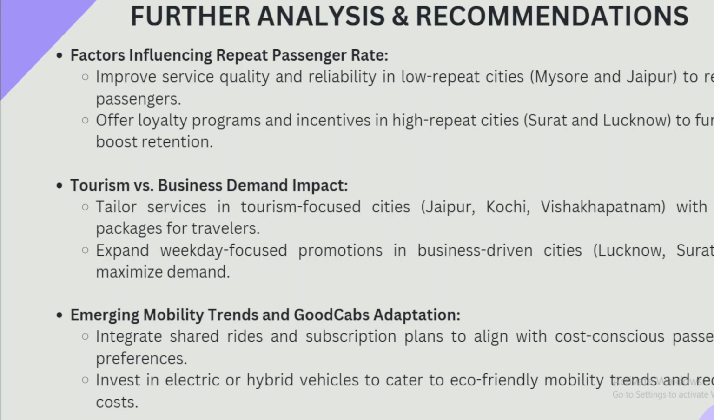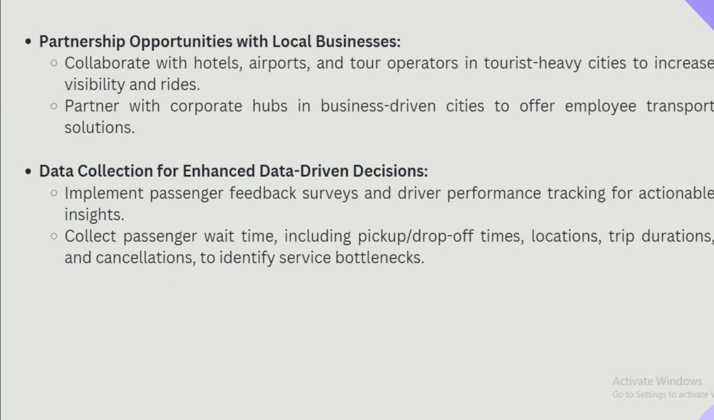And now we come to tourism versus business demand impact. We have to try to focus on Jaipur, Kochi and Visakhapatnam with more facilities to retain the customers. And the next one is emerging mobility trends and GoodCab adaptation. We try to adapt to the new technologies that are evolving, like eco-friendly options that are friendly for our nature, and cost-conscious options that provide affordability to the passenger.